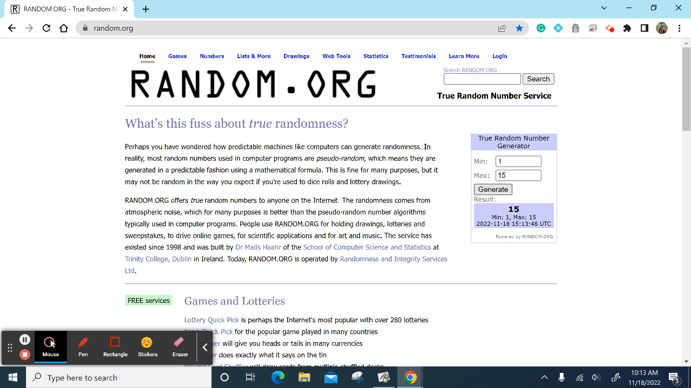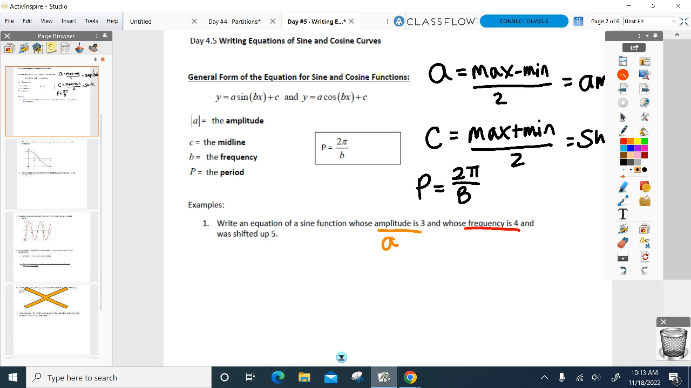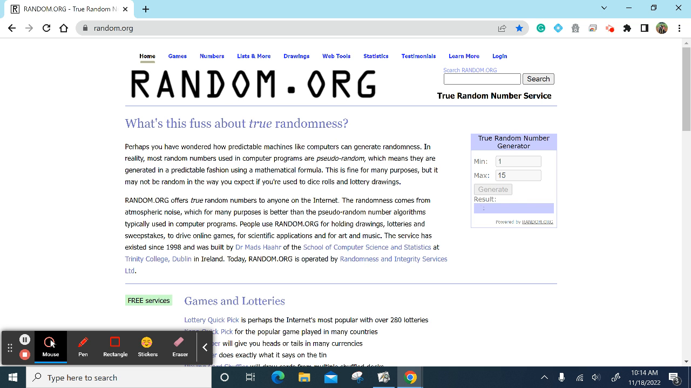Frequency is 4. What value did I just give? Oh, actually, shoot. Sorry. I should have asked this. B is known as the frequency. All right, that's the B value. A amplitude, C shift, B frequency. So I'm giving you the B value right there, it is 4. Shifted up 5 gives me what value?